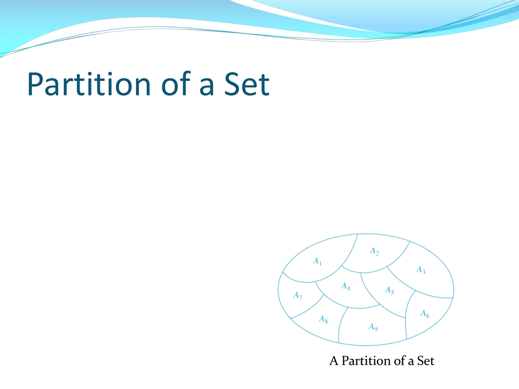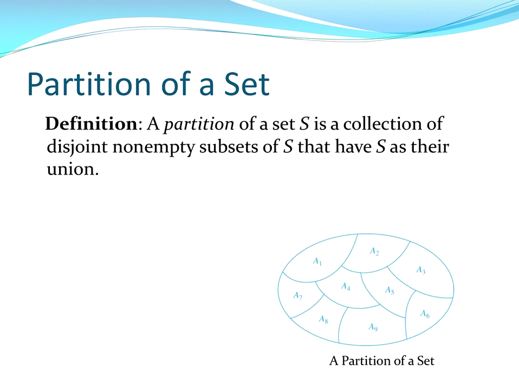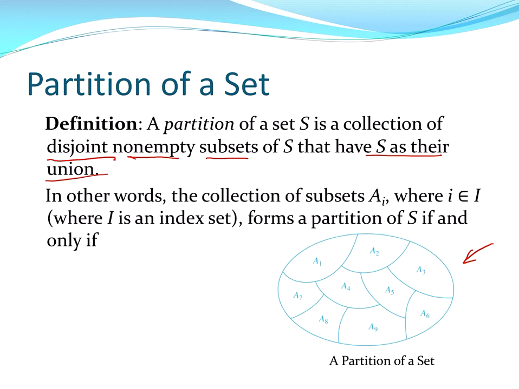Okay, a partition of a set. I mentioned that word earlier. What is a partition of a set? Well, it is a collection of disjoint, non-empty subsets of S that when they're unioned together give us S. Here's a nice illustration of a partition using a Venn diagram where the subsets are the A sub i's.